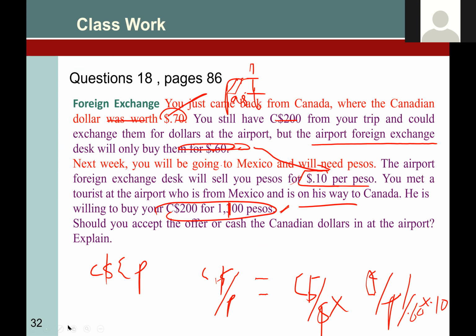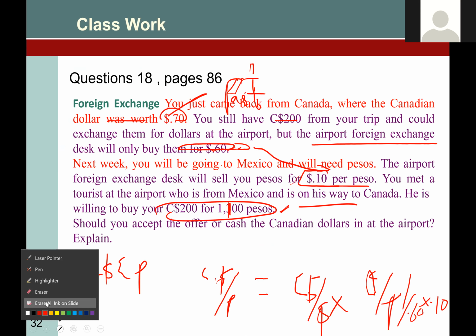So in that case, if you convert your Canadian dollar into US dollar and then take the dollars, fly to Mexico, and over there exchange your US dollar to pesos, you will be getting approximately 1200 to 1210 pesos, rounding error something if you remove that. But this person is giving you directly, you hand over Canadian dollars and receive 1300 pesos. So the better option would be to exchange through that person.